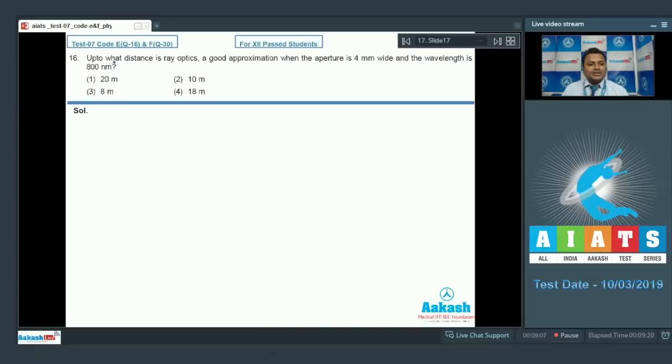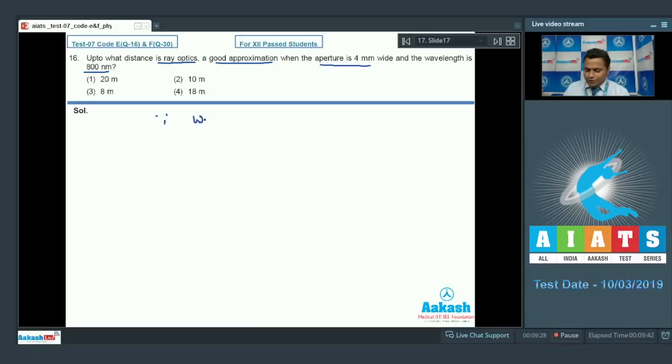So here is question number 16. Up to what distance is ray optics a good approximation when the aperture is 4 mm wide and the wavelength of light is 800 nanometer? Now we know very well that the ray optics is a good approximation up to Fresnel distance only.